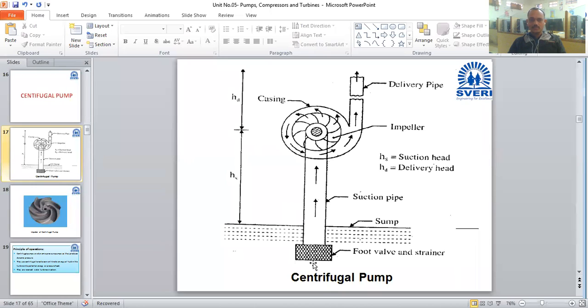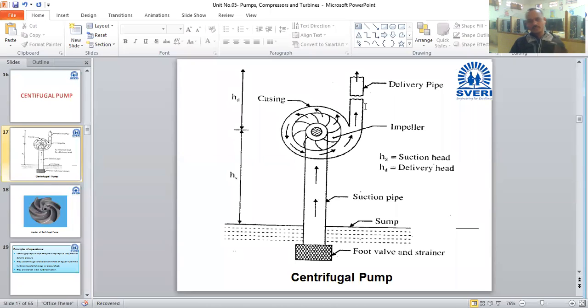Before starting the centrifugal pump, there is one process we have to perform. Which process is this? Priming. Very good. Priming is the process of filling water into the suction pipe, casing, and up to the delivery.